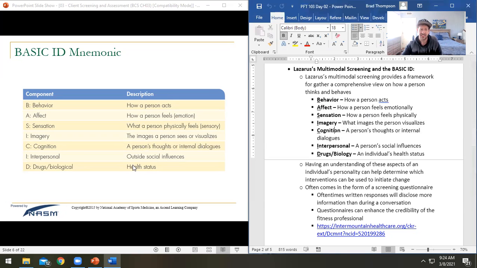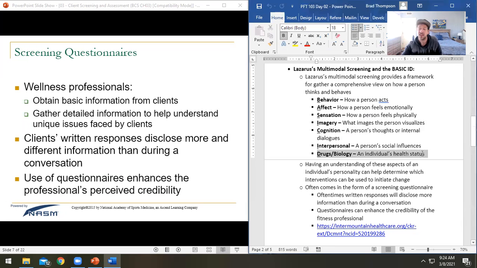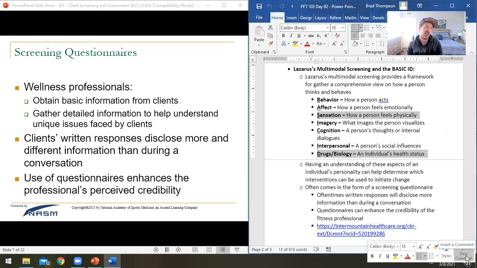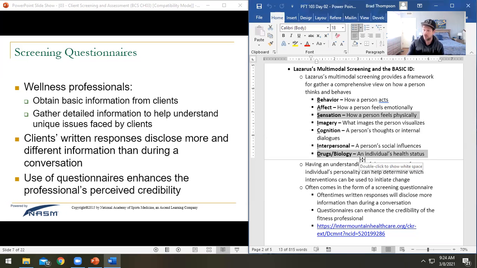For other people, it's a little bit different. Let's look at sensation and drugs biology here. Let's say you have a client who has really severe chronic fatigue and fibromyalgia, right? So with sensations, this person physically feels aches and pains in a way that someone with a normal lifestyle isn't going to experience. So even with interventions outside the realm of thinking and psychology, we're going to focus a lot on creating programs that have been shown to reduce inflammation and pain, because their health status is slightly compromised.